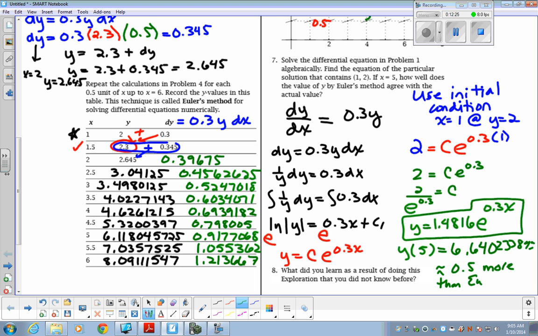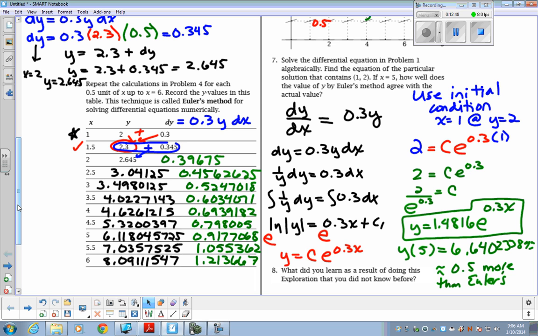So not too far off, not really that accurate. Euler's method is much more accurate the closer you are to the starting point. So if we were using an x value of 2, our answer using our differential equation would be much closer to the Euler's method answer. So that is Euler's method in a nutshell.